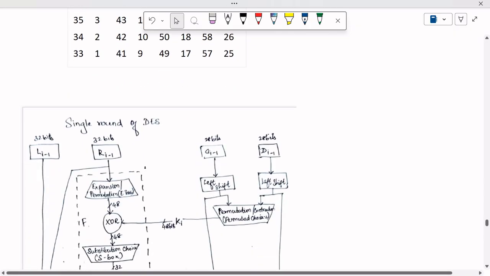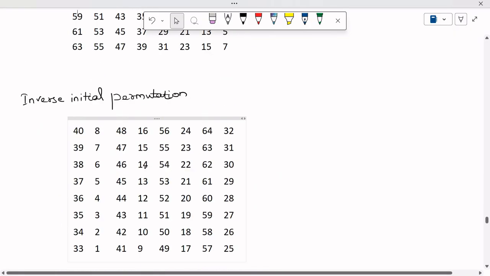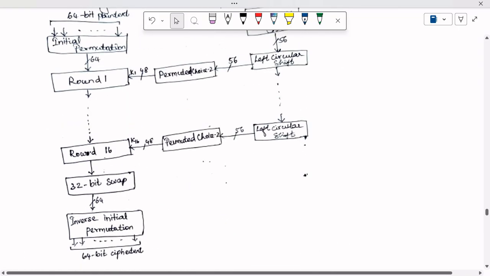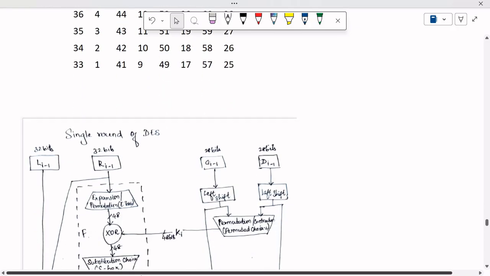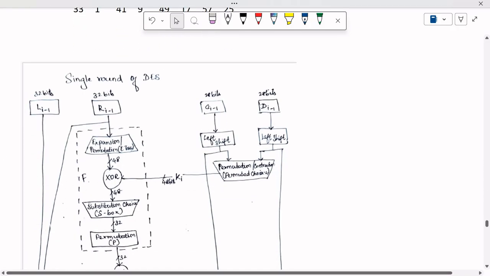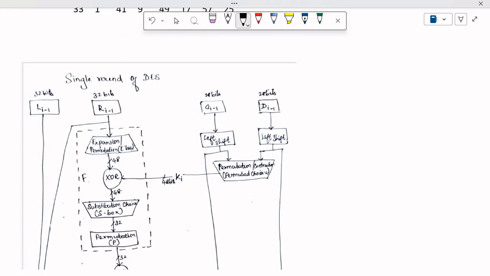Next comes the single round of DES. Yes, it involves 16 rounds, right? So here is what happens in each and every round. This is the single round of DES. What is the input of each round? A 64-bit block is given as input to each round. As it is based on the Feistel cipher structure, it is divided into two halves, 32 bits and 32 bits.